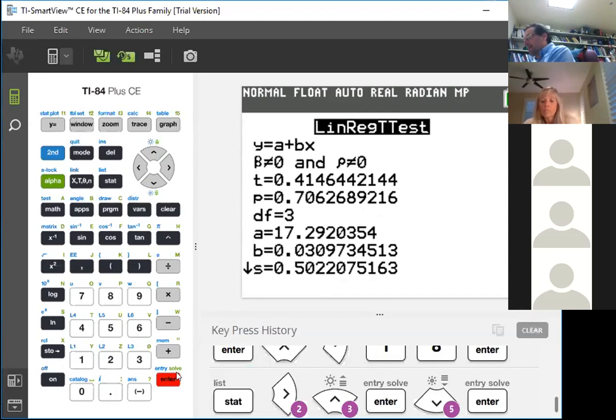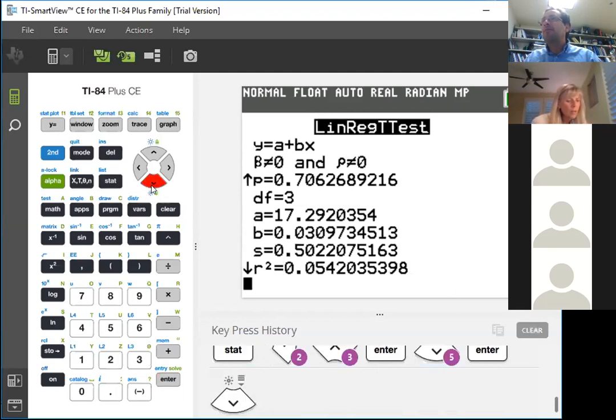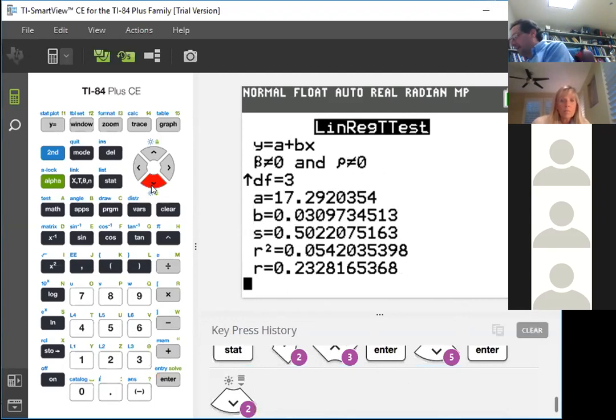Okay, I want to write down a few things because I'm going to leave the calculator. We have our t is equal to about 0.41. We have our p is equal to 0.706. We have our a equals about 17, and our b equals 0.03. Okay, and if I go down arrow, I get r squared equals 0.05, and r is 0.23. Any questions on that?